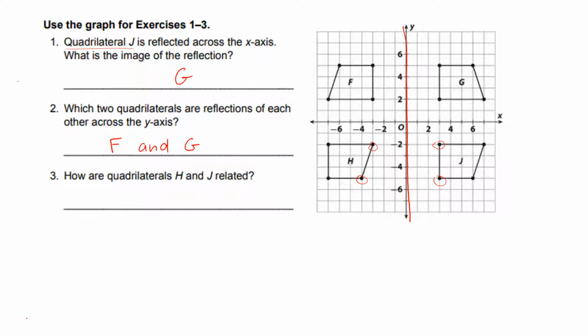How are quadrilaterals H and J related? Well, they are translations. They are a translation. They're sliding over from one to the other. It's not flipped over. So there you go.